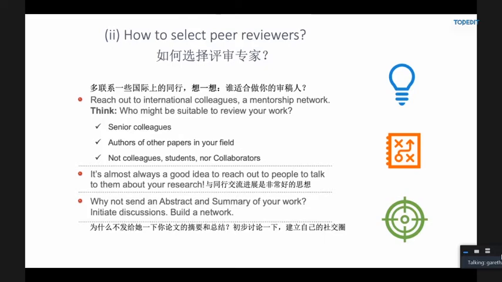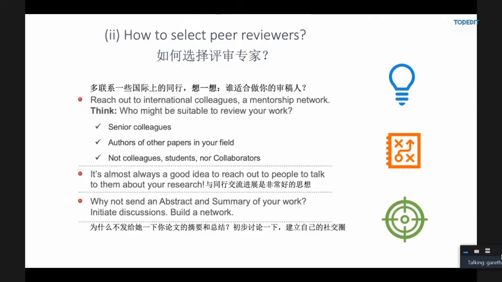It's critical for young researchers to do this. You never know who you're going to meet at conferences, online, where you're going to get that next postdoc, that next job, that next collaboration opportunity from. So senior colleagues, authors of other papers in your field, but peer reviewers cannot be other colleagues, students, or direct collaborators. Journals will catch this, and it's actually unethical to suggest somebody from the next office in your university or one of your PhD students or one of your recent direct collaborators as a peer reviewer.